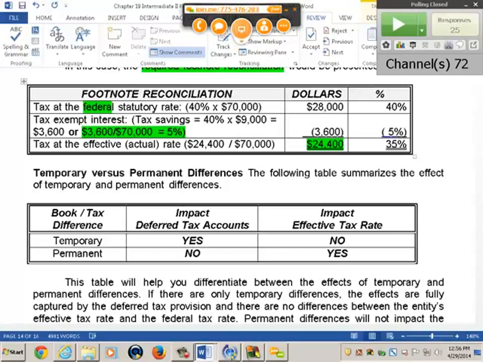Now, once you get comfortable with this, if you have a problem and you see there are no permanent differences and no other adjustments, then you can go right ahead and use the federal tax rate on all the numbers and you'll be correct. If you know there are permanent differences, then you know you have to build the provision this way, all the way through.